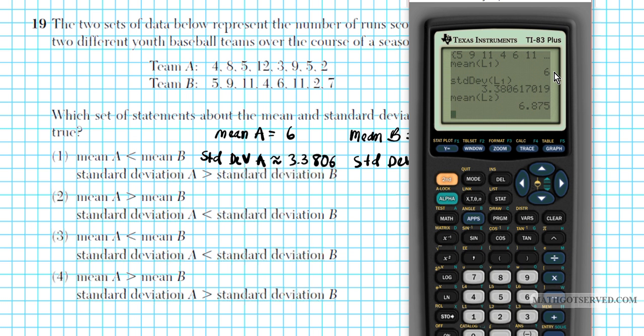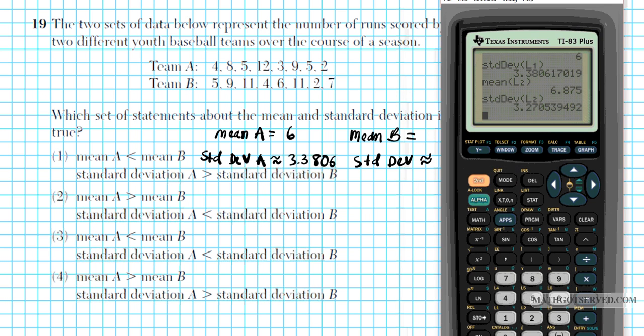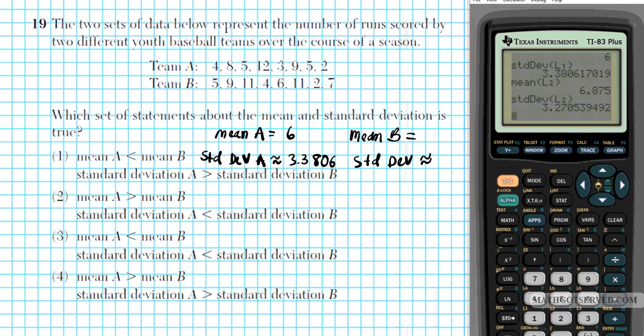6.875. Mean of B is greater than mean of A. Now let's do standard deviation. I don't want to go to the catalog and scroll. That takes too long. So what can I do? Second function entry calls back the previous entry. Second function enter calls up the entry before the previous. I change L1 into what? Into L2. Okay, L2, enter, bam, there goes your standard deviation for B.